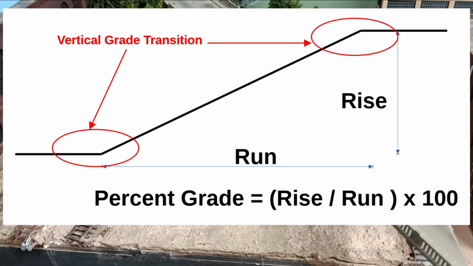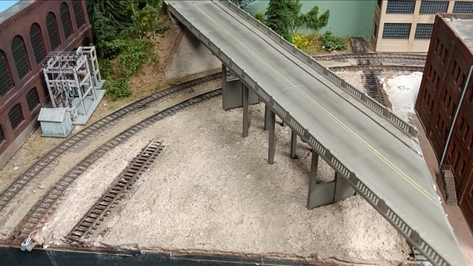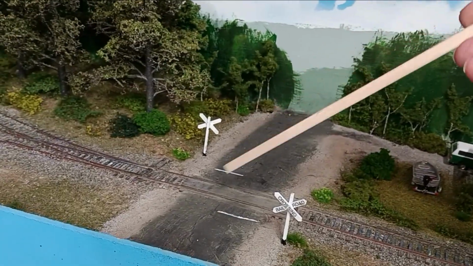The biggest thing about grades is not necessarily the percent grade, but the vertical and the transitions at the top and the bottom of the grade. We don't want it so abrupt at the bottom that your vehicle's front bumper will hit the roadway surface, or worse, at the top of the grade, the vehicle might get high centered.